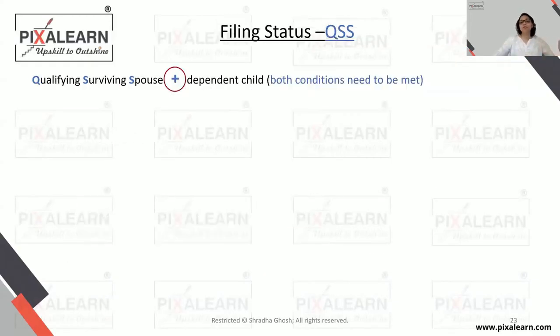Okay, now there are two more statuses. Remember, status and tax rates are different. Why? Because you already know that for married filing separately, I don't need a separate rate. I will just take the married filing jointly rates and divide them by 2. Now, there are two more statuses that are available in order to avoid undue hardship. What do you mean by that?